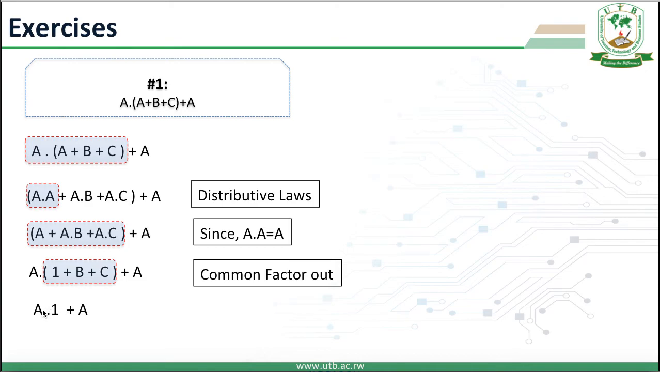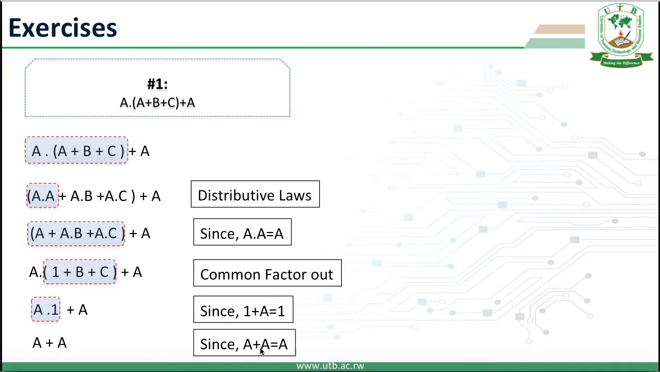So the output will be 1, a times 1 plus a. This a is here. Since 1 plus a equal to 1, we can say 1 plus b plus c equal to 1. Now we can apply a times 1. This is another Boolean algebra rule. Then a times a equal to a times 1 equal to a. So I have written a.